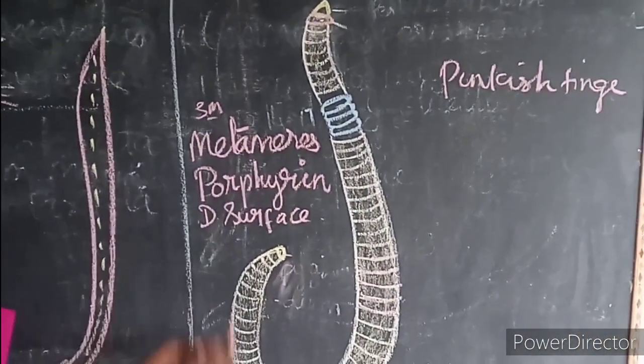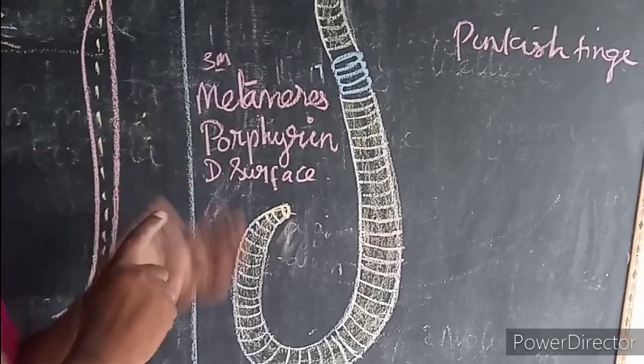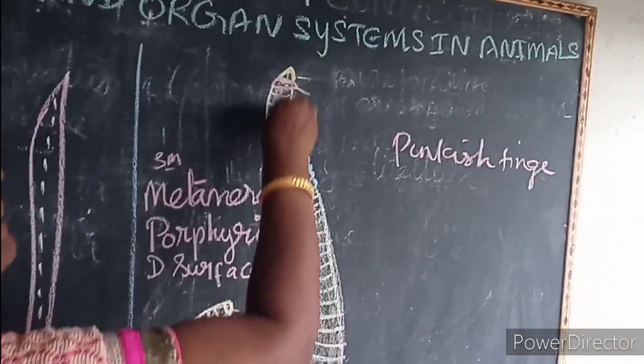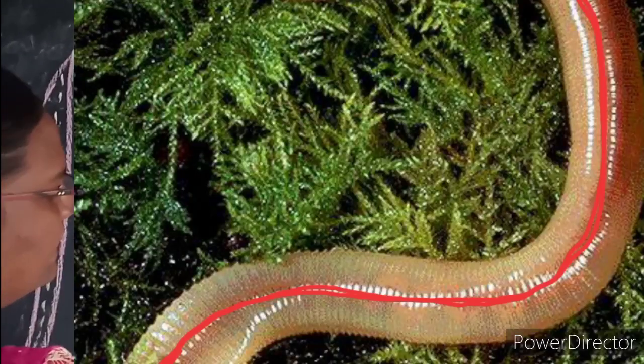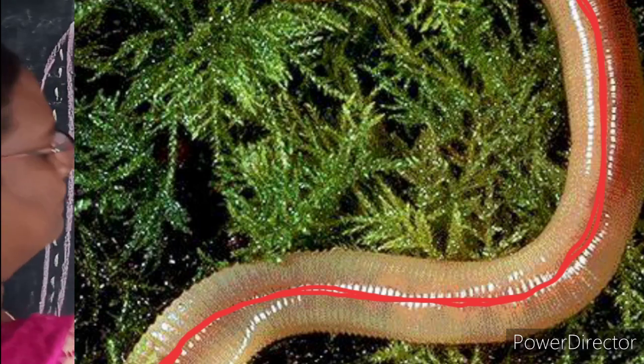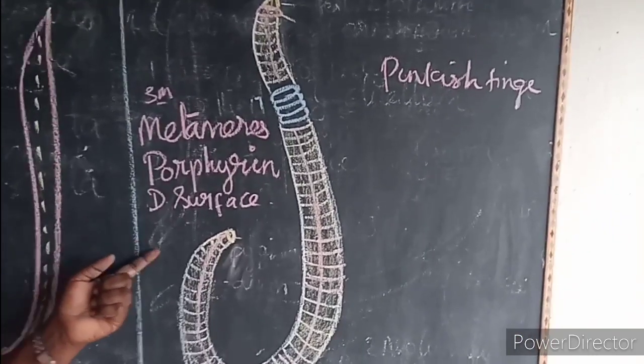Then on the dorsal surface, so this surface it is known as what? Dorsal. And this surface it is known as what? Ventral. On the dorsal surface of the earthworm, you can see the mid-dorsal blood vessel. On the ventral surface of this earthworm, you can see the genital opening.